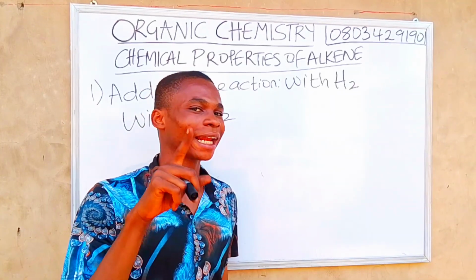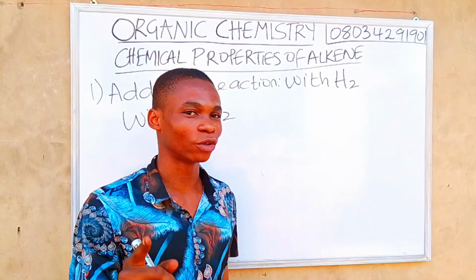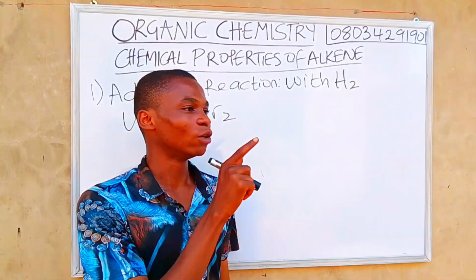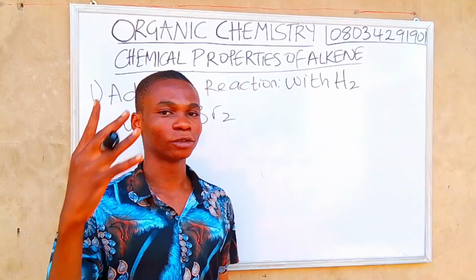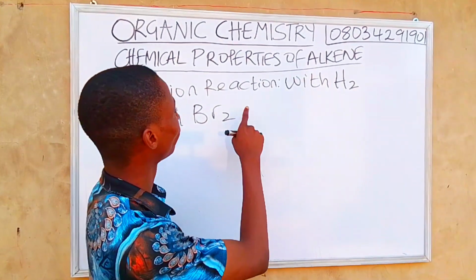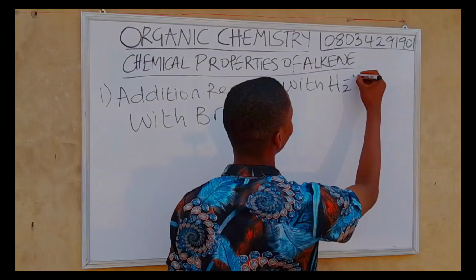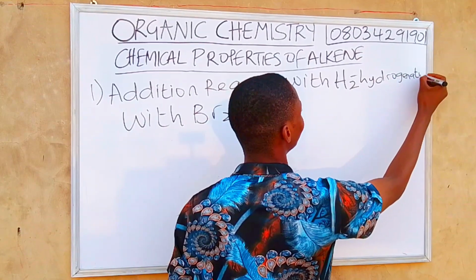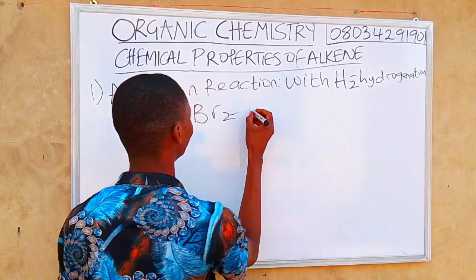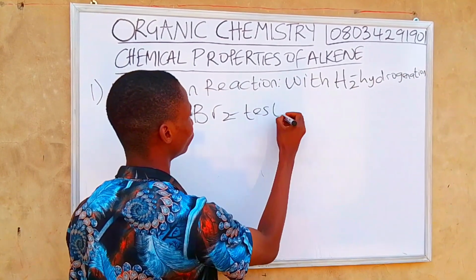But alkane involves in substitution reaction. You cannot avoid this. They will ask you in your exam. Alkane involves in substitution reaction, while alkene involves in addition reaction. So with H2 it's called hydrogenation. But with Br2 it is called test for unsaturation.